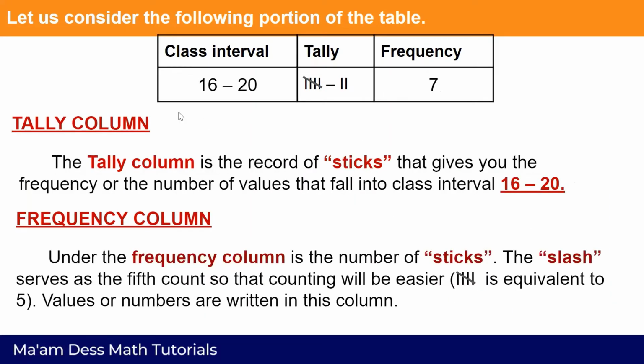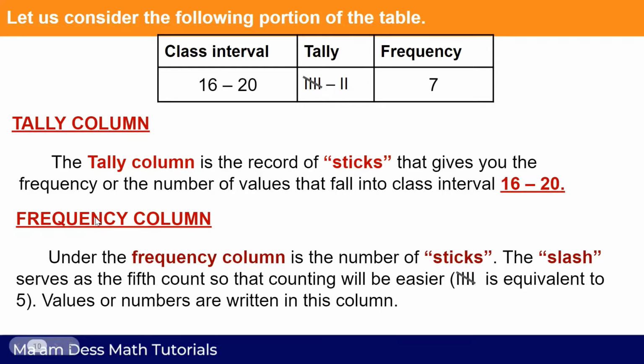Now, for the tally column, look again at the portion of the frequency distribution. The tally column is the record of sticks. That gives you the frequency, or the number of values that fall into the class interval, which is 16 to 20. So, the number of values that fall from 16 to 20 is what we will tally.